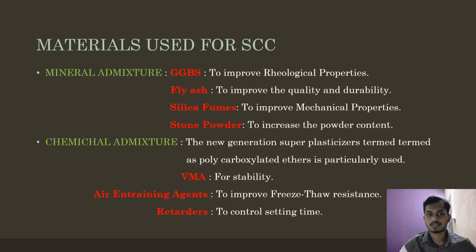Material used for SCC. The fourth one is mineral admixture. GGBS to improve rheological properties, fly ash to improve the quality and durability, silica fume to improve mechanical properties, stone powder to increase the powder content. Fifth one is chemical admixture. The new generation superplasticizers, termed as polycarboxylate ether, are particularly used. VMA for stability, air entraining agents to improve freeze-thaw resistance, retarders to control setting time.